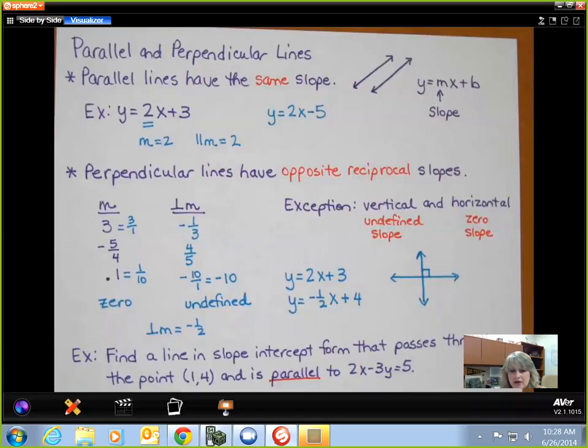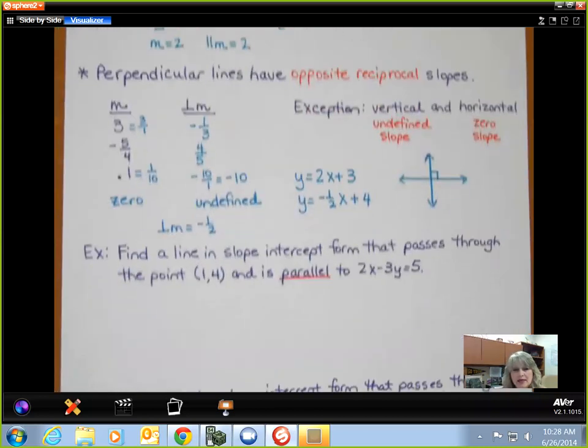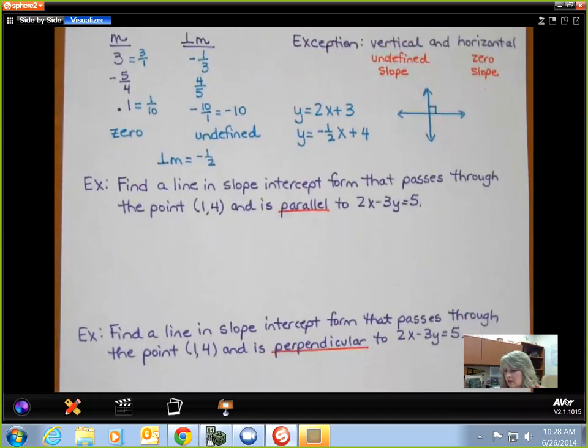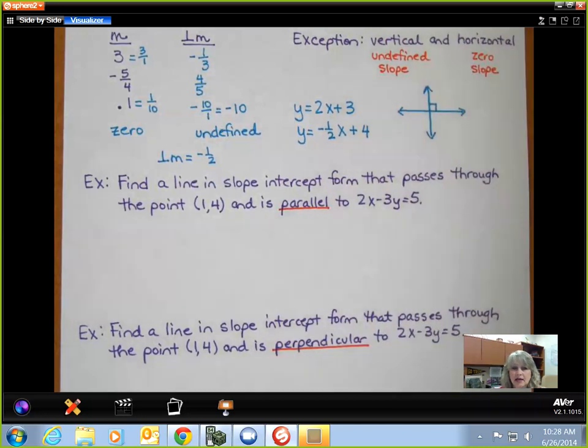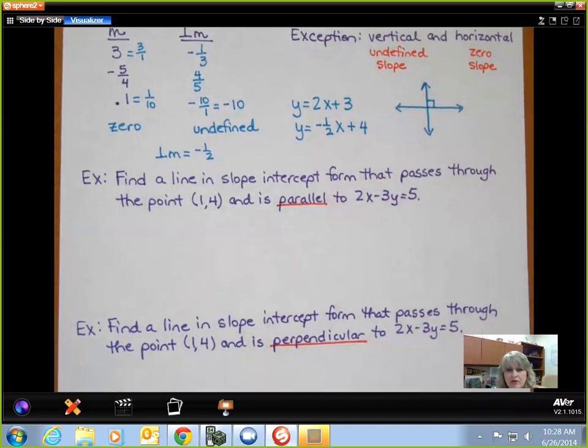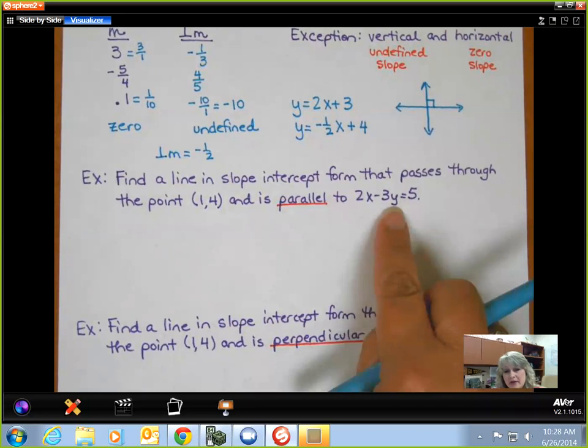All right, so now let's go back and let's do a couple more examples. All right, let's find a line in slope-intercept form that passes through the point 1, 4, and it's parallel to the line 2x minus 3y equals 5. Now, this is my given line.